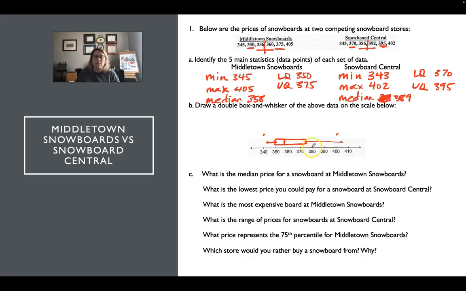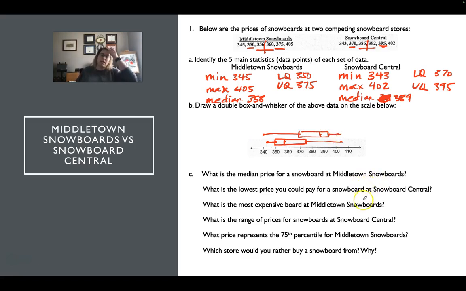My median this time is at 389. It's way up here. My lower quartile is at 370. My upper quartile is at 395. Same thing, draw your box, draw your line, draw your whiskers.